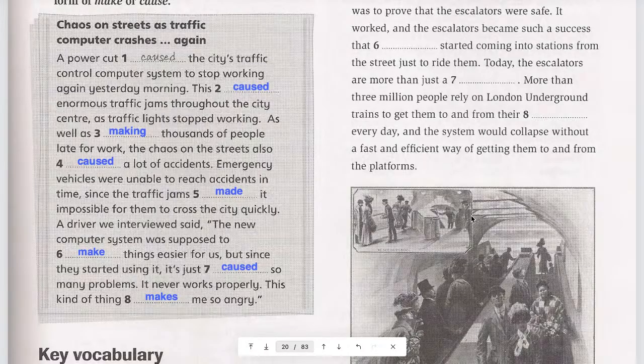Okay, first of all, why do we need to use cause and not make? Because problems is the noun. So many problems just describes a lot of problems. That's it. So problem is the noun, and many is the adjective.